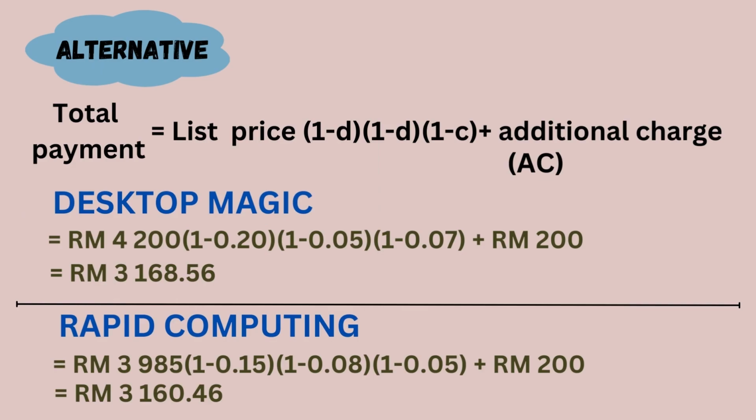Another alternative you can use is total payment equals list price times 1 minus D1 times 1 minus D2 times 1 minus C plus additional charge payment. Then you put the information from the text into this formula, and you'll get, for Desktop Magic, 3,168 ringgit 56 cents, and for Rapid Computing, 3,160 ringgit 46 cents. D equals trade discount and C is the cash discount.